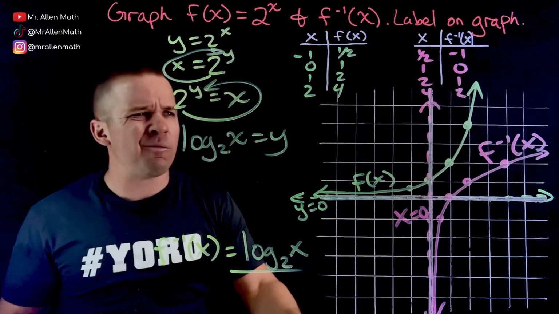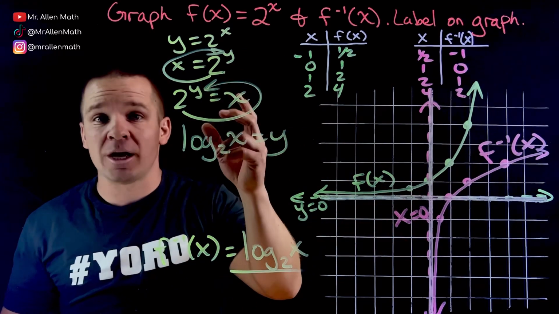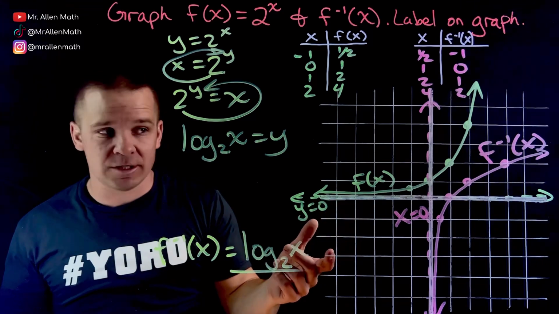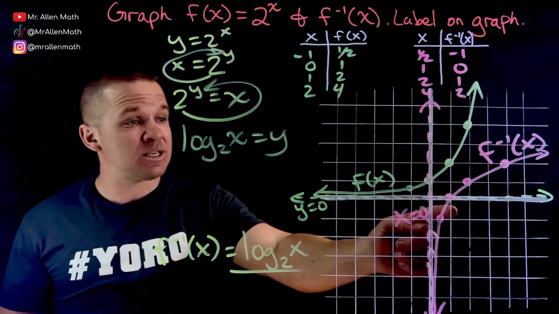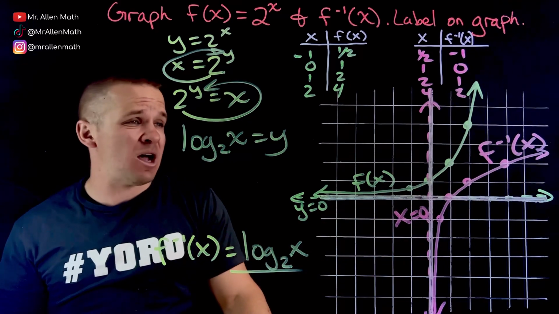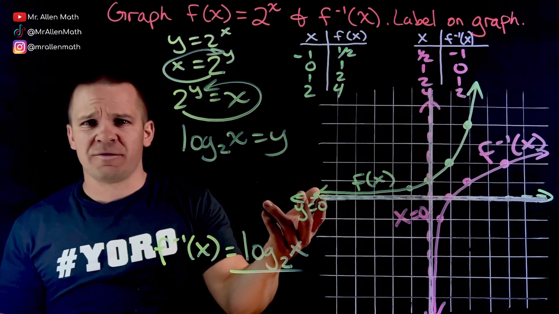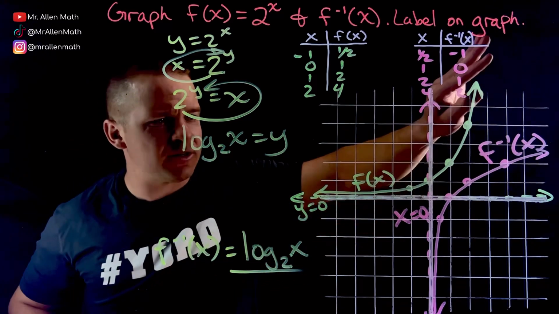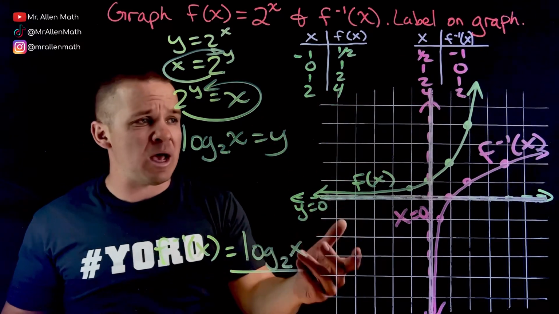Cool? That's pretty dope. My intercepts: I've got 0, 1 for my original exponential, 0, 1 for my y-intercept. My inverse doesn't have a y-intercept, but it does have an x-intercept, 1, 0. Cool. That's some good stuff about these graphs. How about intervals of increasing and decreasing? This f of x function is always increasing. So from -infinity to infinity, this bad boy is increasing.